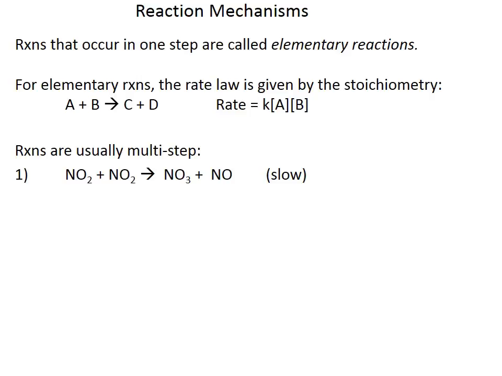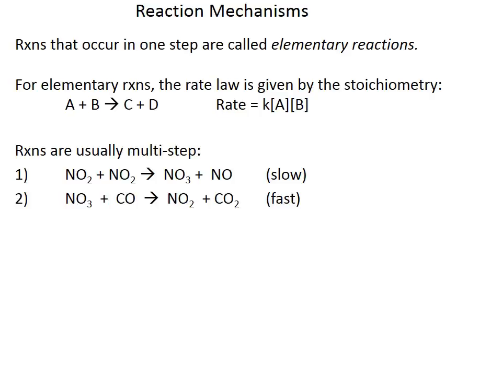So we have 2 molecules of NO2 reacting to form one molecule of NO3 and one molecule of NO. One of those oxygens just simply got transferred to the other molecule of NO2. Next to that, it says slow. That means that time-wise, this is a slow step.